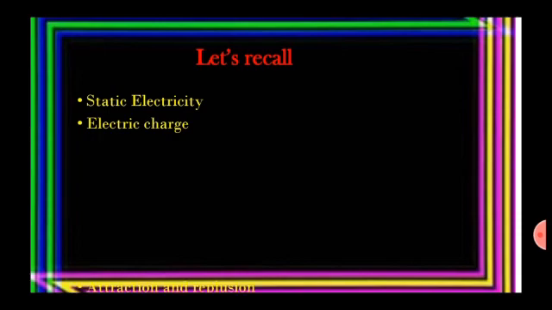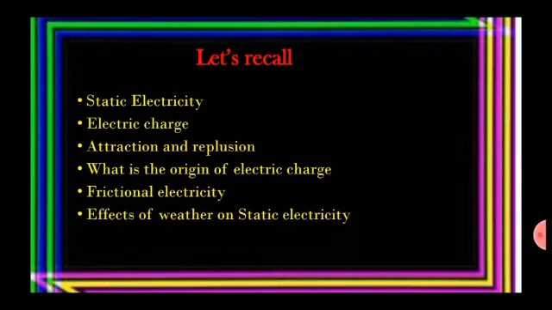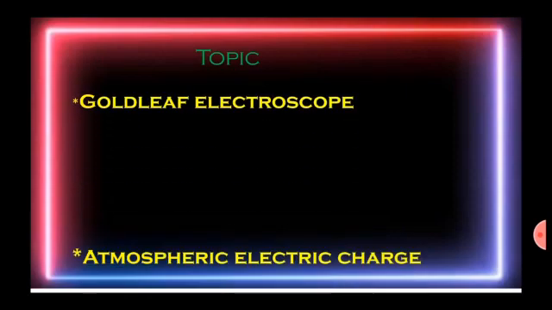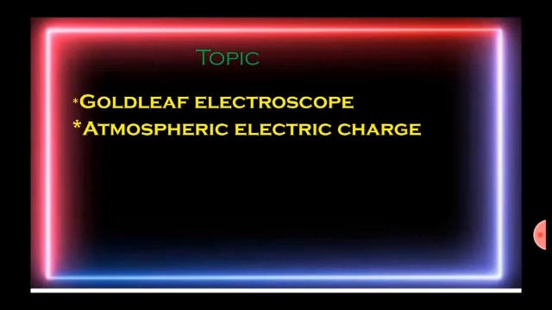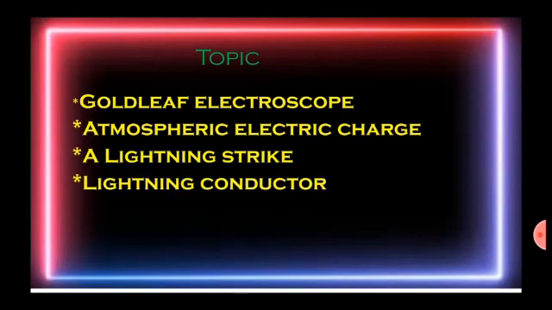Let's recall what we have studied in our previous video. We had studied about static electricity, electric charge, attraction and repulsion, what is the origin of electric charge, frictional electricity, and effects of weather on static electricity. So we are going to study the topics gold leaf electroscope, atmospheric electric charge, a lightning strike, lightning conductor. Let's start.